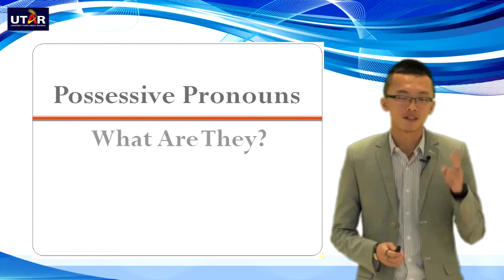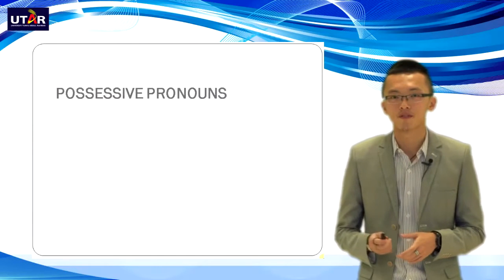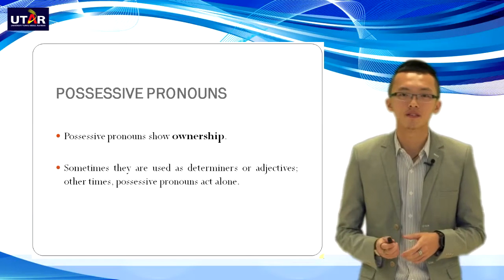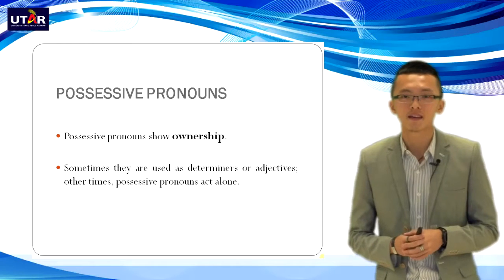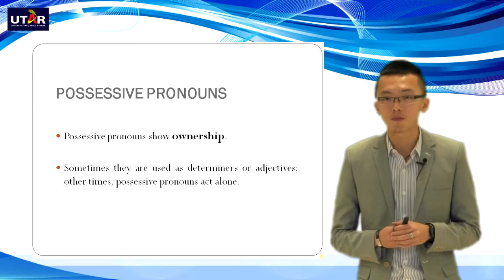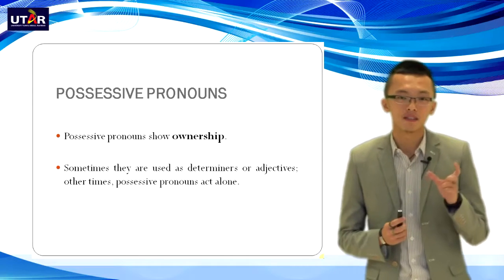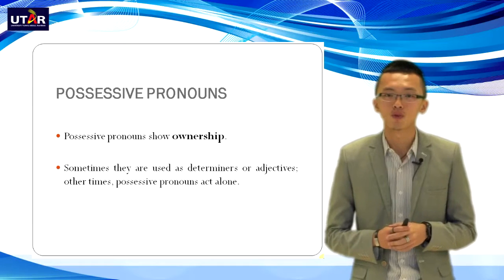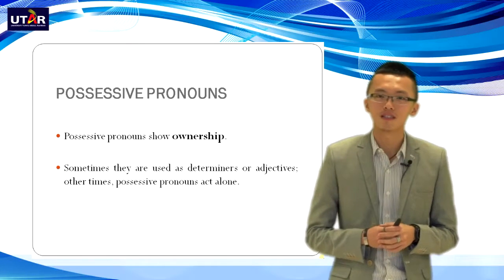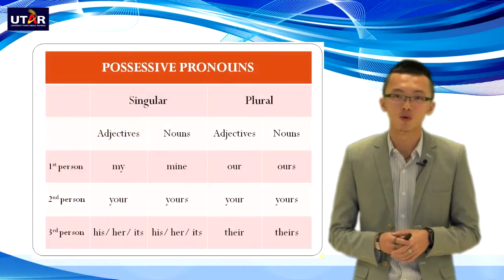Moving on, the second type of pronouns that we will cover today is the possessive pronoun. Possessive pronoun is incredibly simple to understand. It basically depicts ownership. When someone owns an object, you use the possessive pronoun to describe the relationship between the 2 subjects. Sometimes they are used as determiners or adjectives, and other times possessive pronouns act alone.